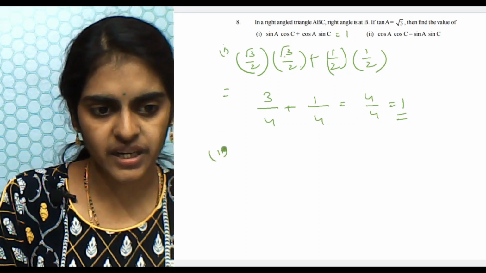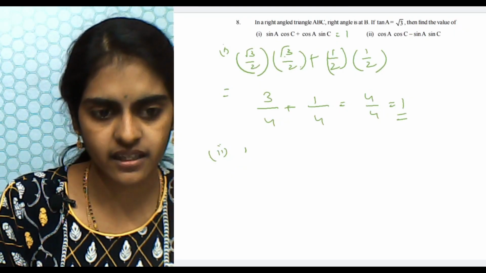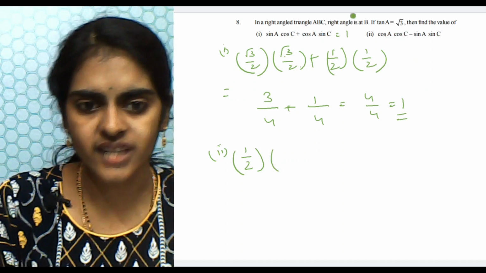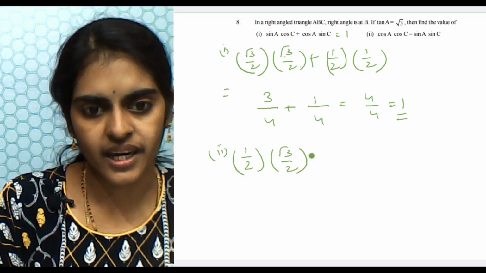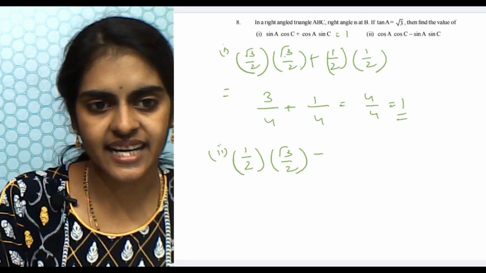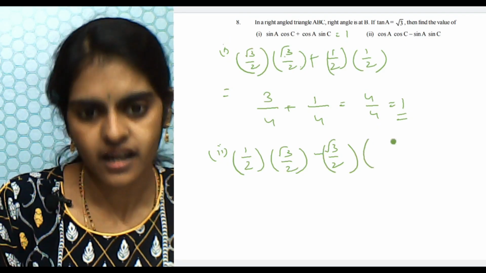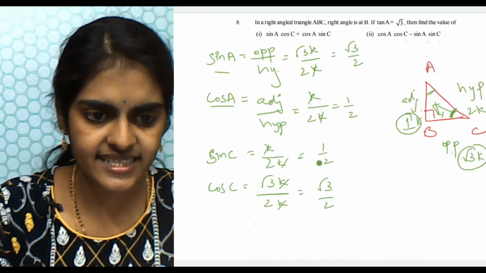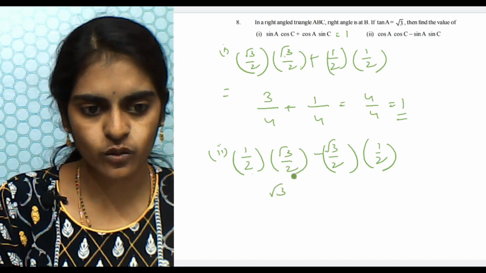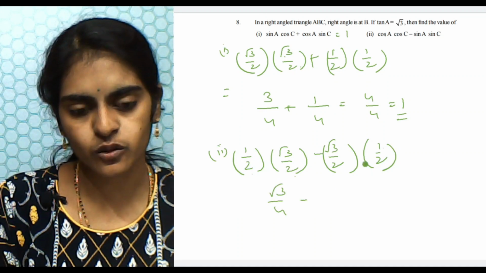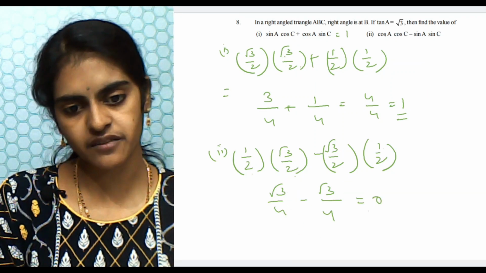Now let us take the second bit. Here you have cos A. Cos A is 1 by 2, multiplied by cos C, which is root 3 by 2. Then you have minus sin A, which is root 3 by 2, times sin C, which is 1 by 2. So 1 into root 3 is root 3, 2 2s are 4. Minus root 3 into 1 is root 3, divided by 2 2s are 4. Root 3 by 4 minus root 3 by 4 gives you 0.